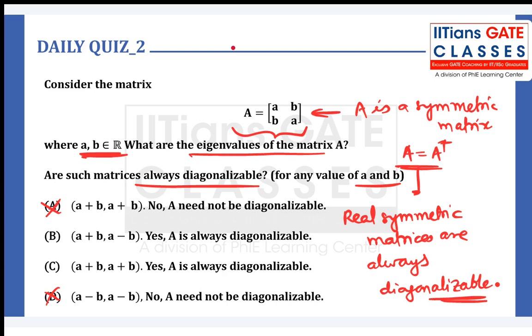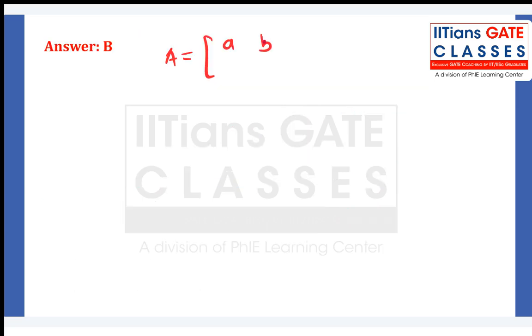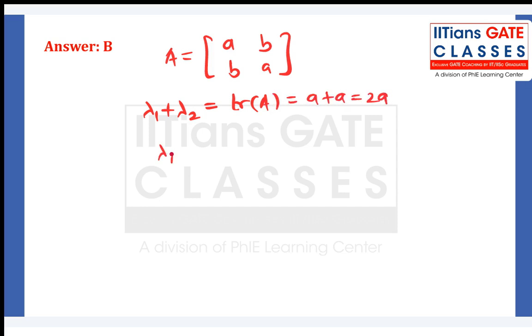So the matrix is a, b, b, a. One way is to do it conventionally: find the characteristic polynomial and then solve for the values of lambda. Another way is, let's say lambda 1 and lambda 2 are eigenvalues of this matrix A. The sum is nothing but the trace of matrix A, which is a plus a, which is 2a. And the product of these eigenvalues will be nothing but the determinant of this matrix A, which is a square minus b square.